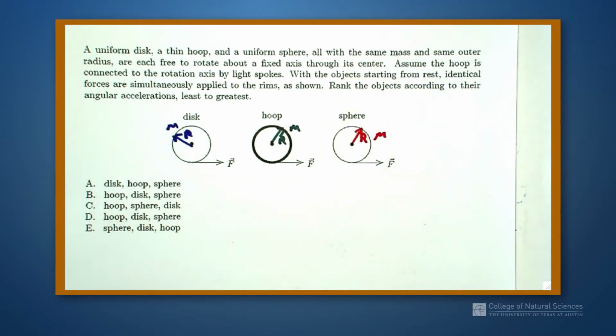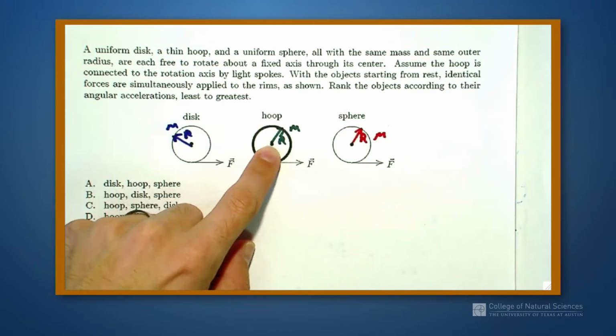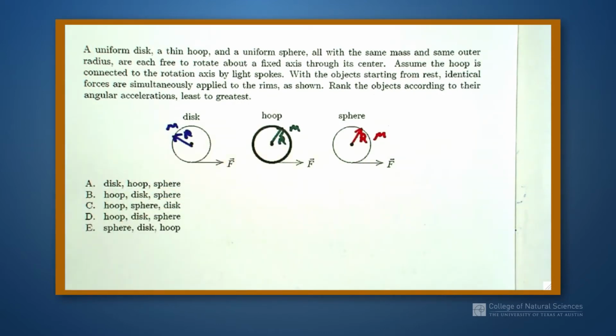Assume that the hoop is connected to the rotational axis by a spoke. That means it actually rotates around that point and just doesn't go sliding off to the right. We put identical forces attached to their rims as shown. Rank the objects according to their angular acceleration from least to greatest.